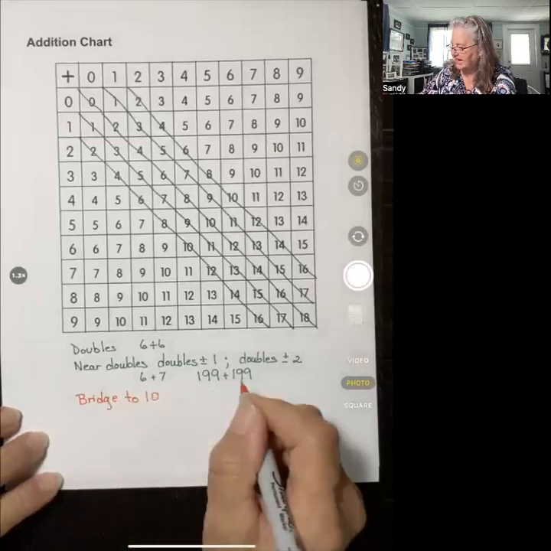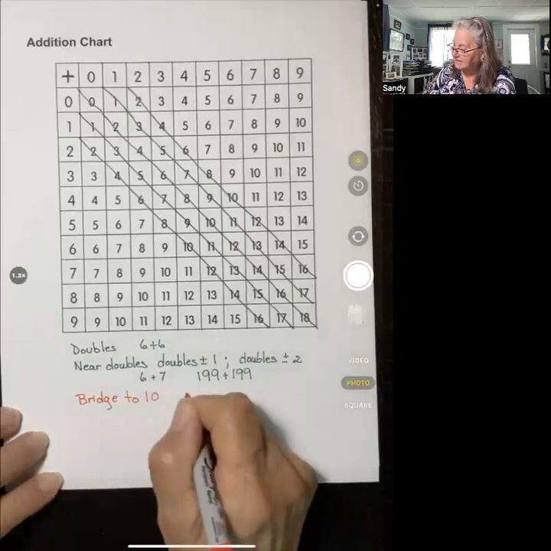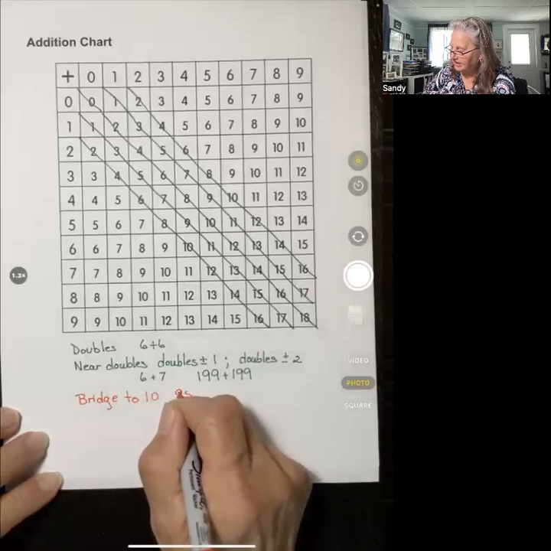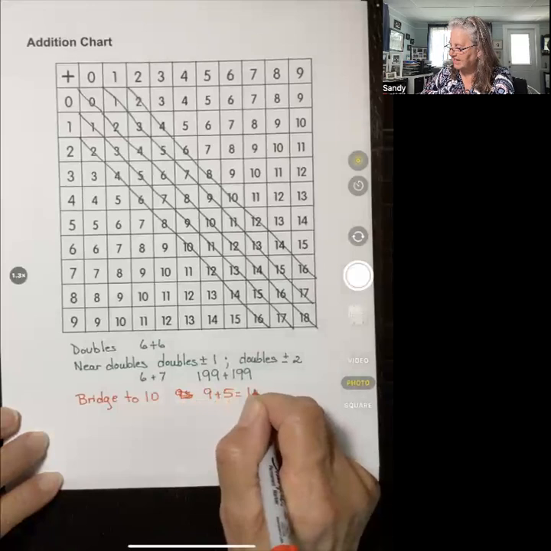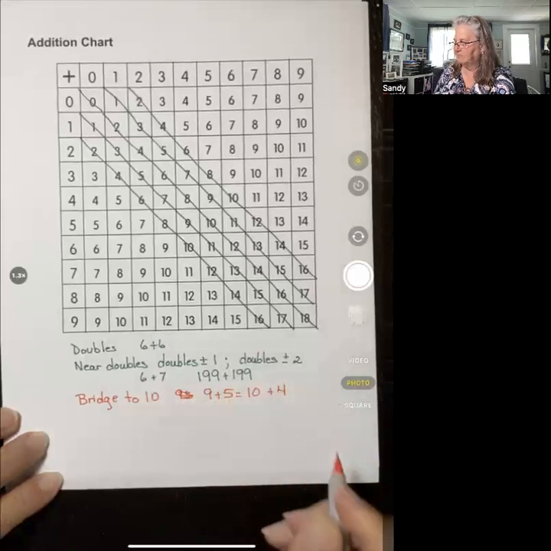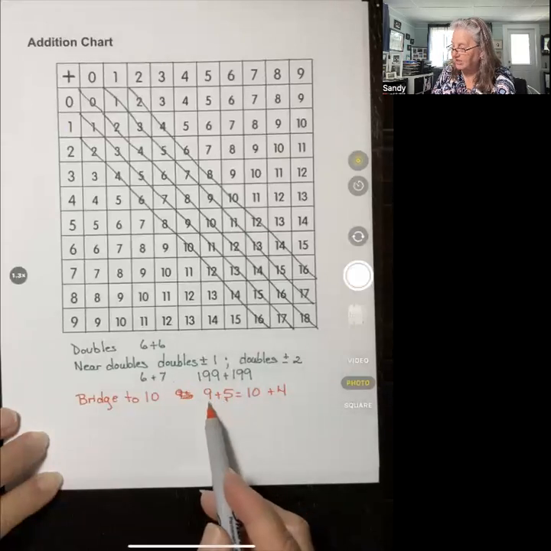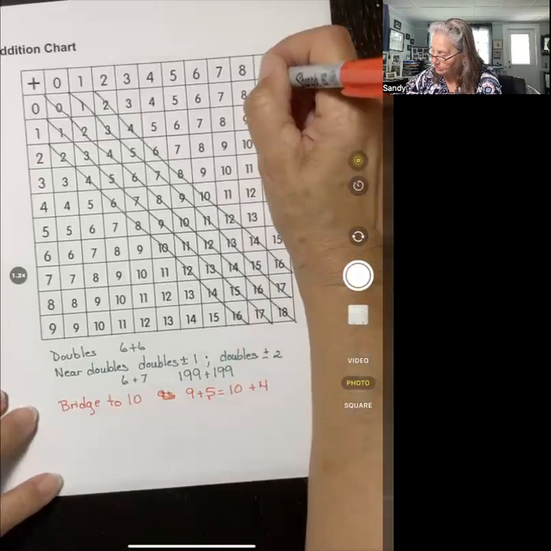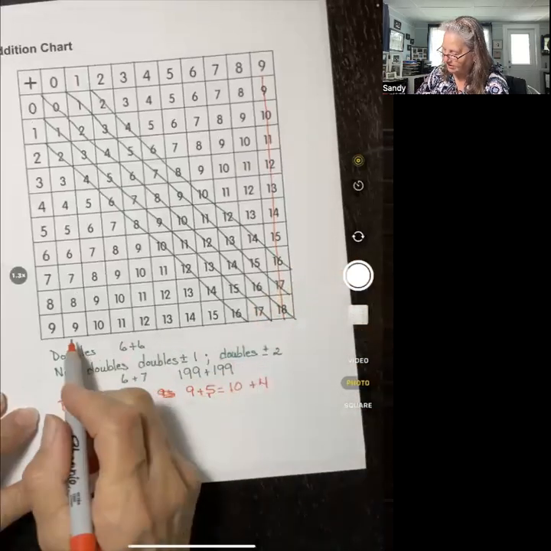But in Bridge to 10, that helps us understand that a problem like 9 and 5 is the same as 10 and 4. We associate one of these from here with the 9, 10, and 4. So these would be ones that we could use Bridge to 10 with.